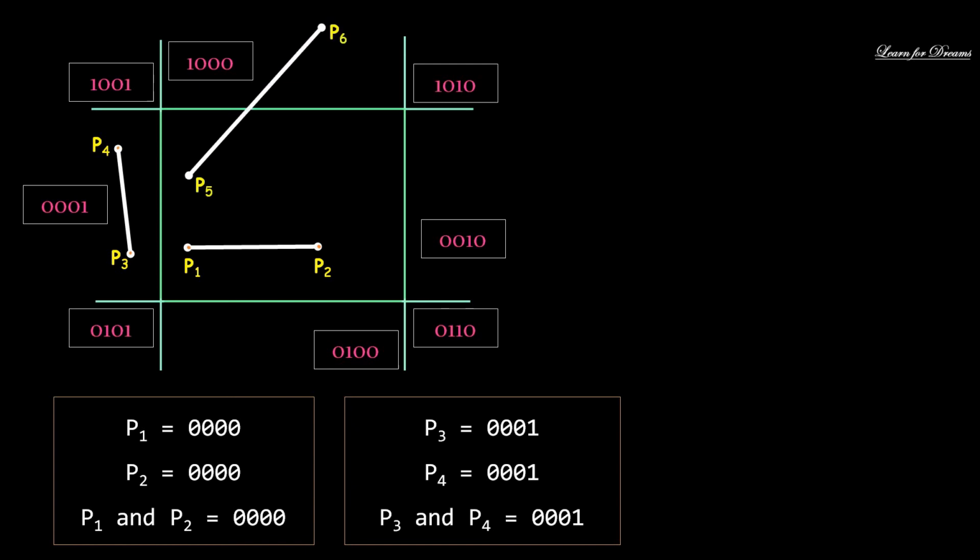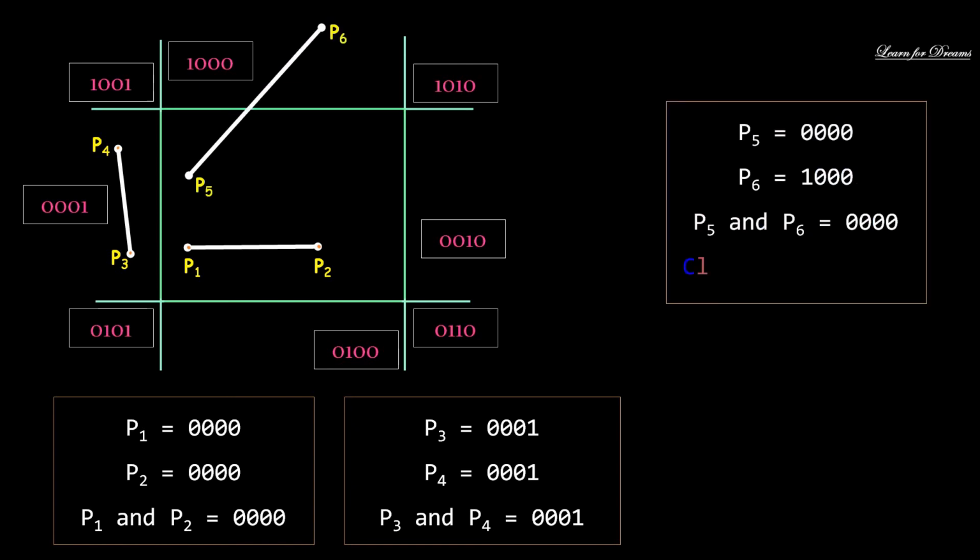Now consider line P5 P6. For point P5 bit code is 0000 and for point P6 bit code is 1000. Now if I apply bitwise AND condition between point P5 and P6, I get bit code as 0000 as point P5 is inside the window and P6 is outside the window and final code is 0000. The clipping is required.